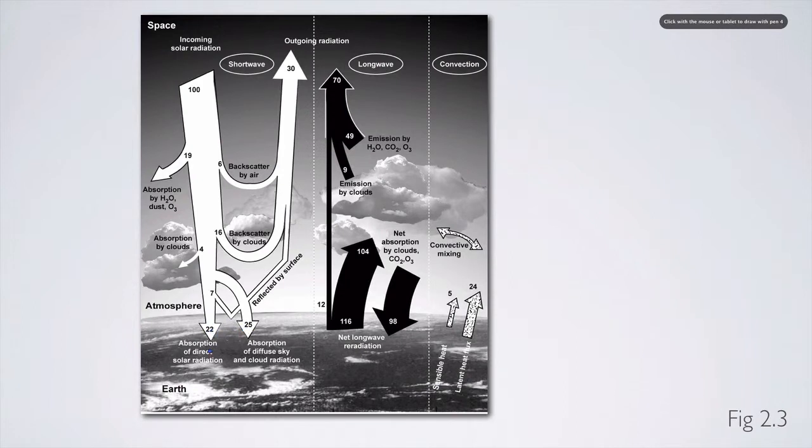47% left. Absorption of direct solar radiation, that's 22%. Absorption of diffuse sky and cloud radiation is 25%. So what happens is that as that energy comes in, it's all direct. And then later, sometimes it's scattered a little bit, and then it becomes diffuse, and it starts going in all different directions. So we think about partitioning of energy into direct versus diffuse radiation.